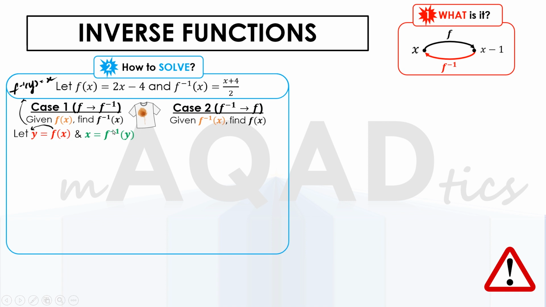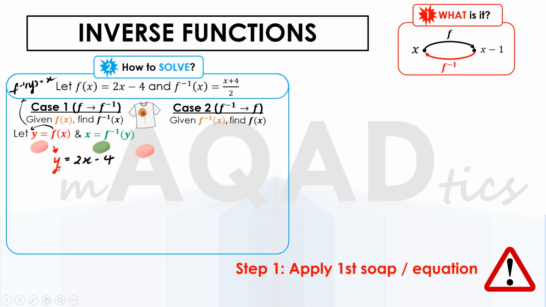Let's assume that these two equations are the soaps. The first step is to apply the first soap to the shirt, which means this first equation needs to be applied to the f of x, this equation. So let me change this f of x to y.